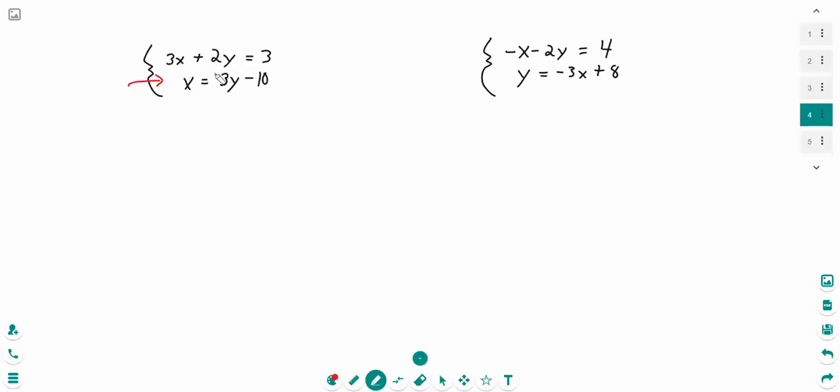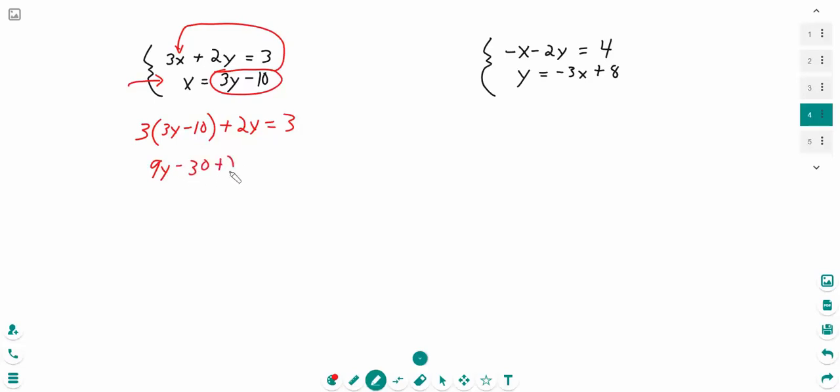All right, so plugging this in for x. So we have 3 times 3y minus 10 plus 2y is equal to 3. Multiply that through. We have 9y minus 30 plus 2y equals 3. Add some of this up. We end up with 11y. Move the 30 over to the other side, and we have 33. So y is going to be equal to 3.